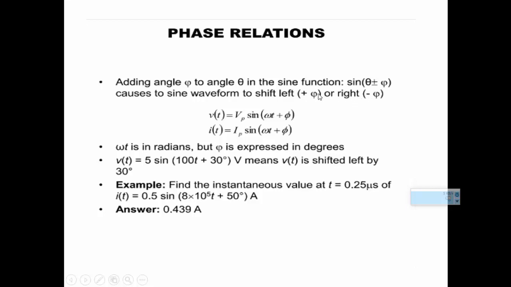Okay, so guys, you need to remember these points, because when we add, it means we are shifting the sine wave to the left, and when we subtract, we're shifting the sine wave to the right. For example, if we have two voltages, where Vp is simply the amplitude, you can see that this voltage waveform is shifted to the left, and this other sine wave is also shifted to the left. Now omega t is in radians, but theta is expressed in degrees. So for example, we can have 5 sin(omega t + 30 degrees), which means this is shifted left by 30 degrees, and you can do your math. For example, find the instantaneous value at a given t if this is shifted by that, and the answer would give you that.